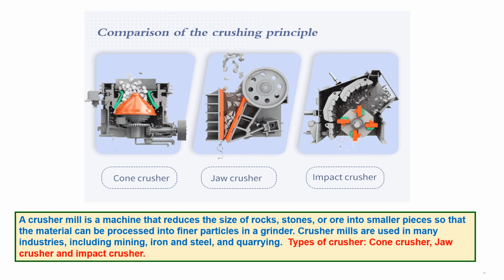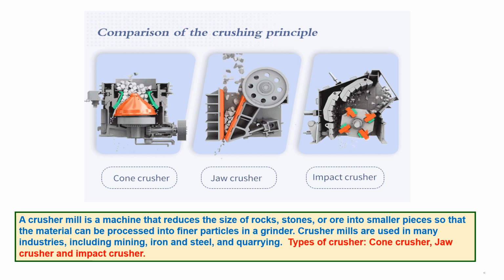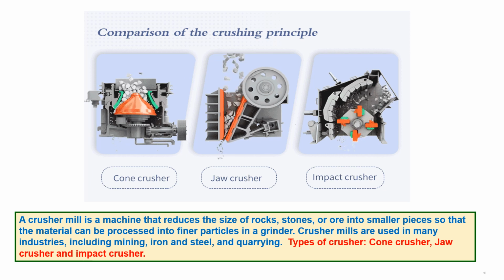A crusher mill is a machine that reduces the size of rocks, stones, or ore into smaller pieces so that the material can be processed into finer particles in a grinder. Crusher mills are used in many industries, including mining, iron and steel, and quarrying. Types of crusher: cone crusher, jaw crusher and impact crusher.